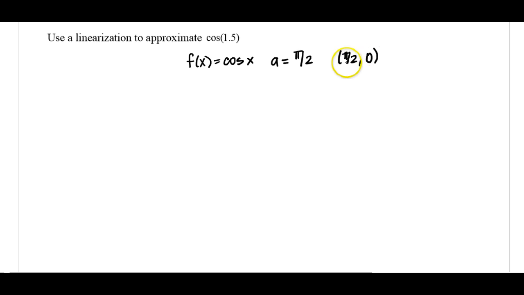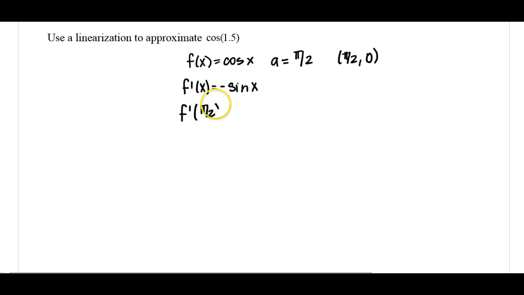So my coordinate point is pi over 2, 0. And then I need to find my slope. Now to find my slope, I need to find the derivative of cosine, which we know is negative sine x. And then I need that slope to be a number, so I need to plug pi over 2 into negative sine x.